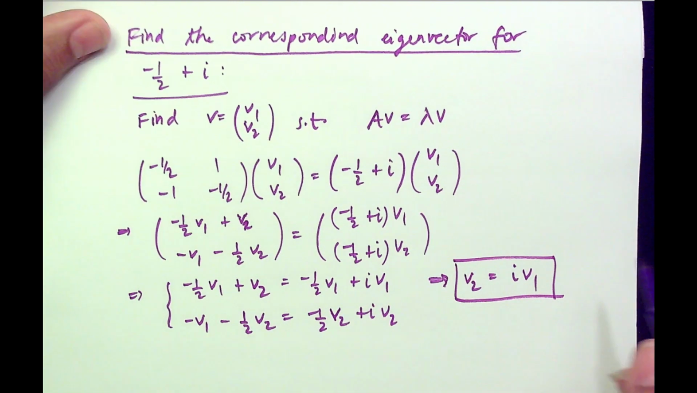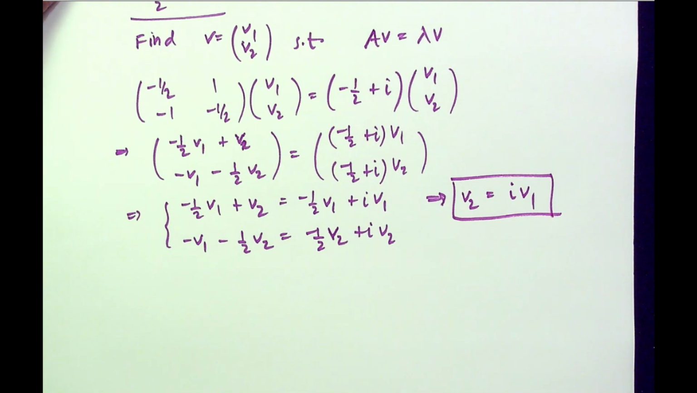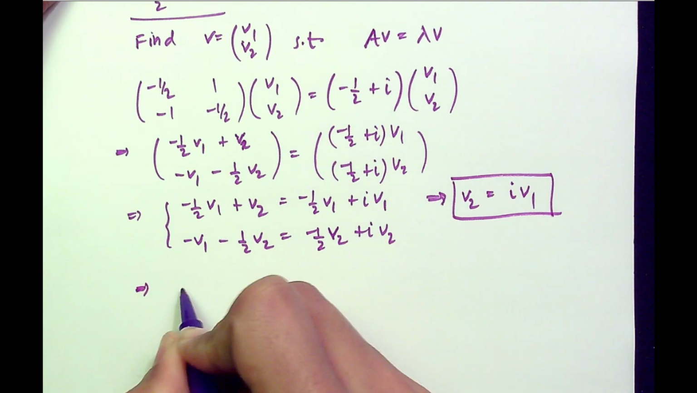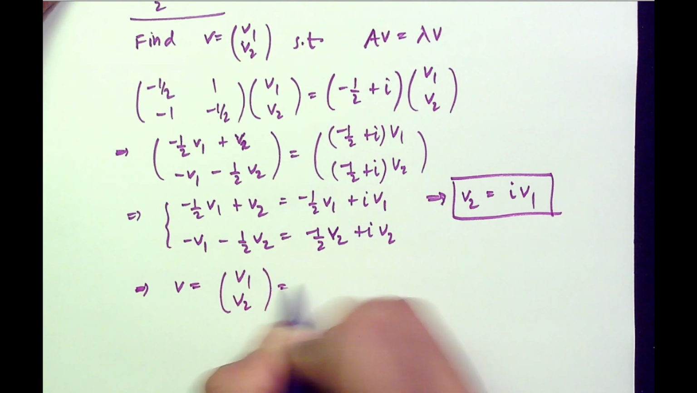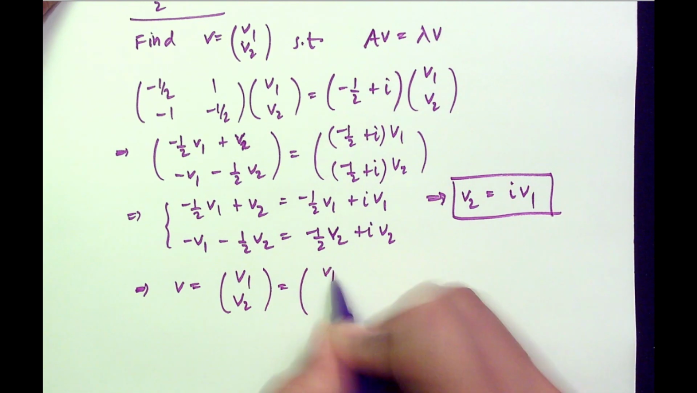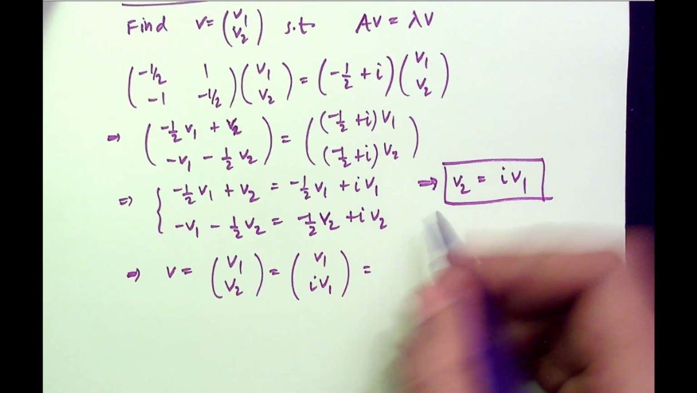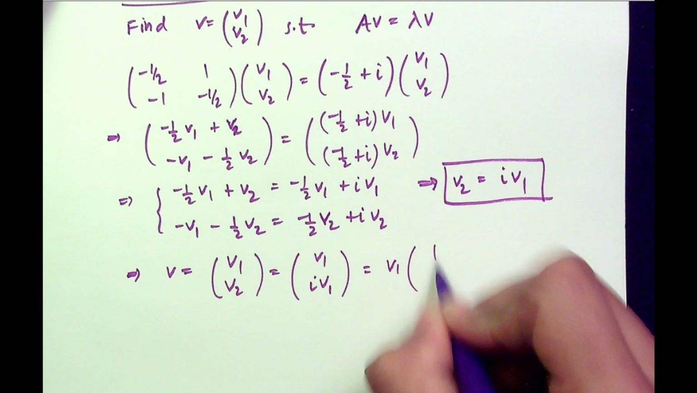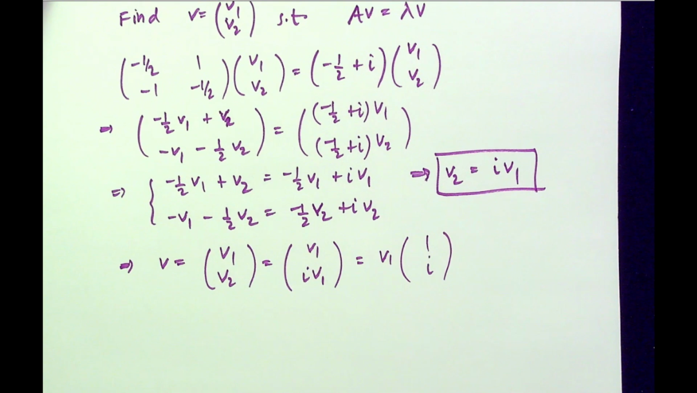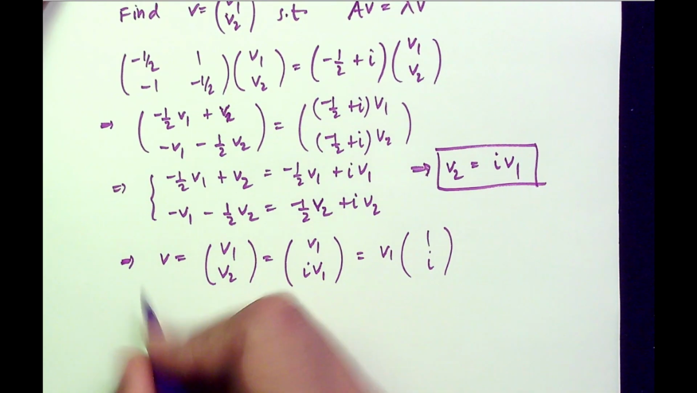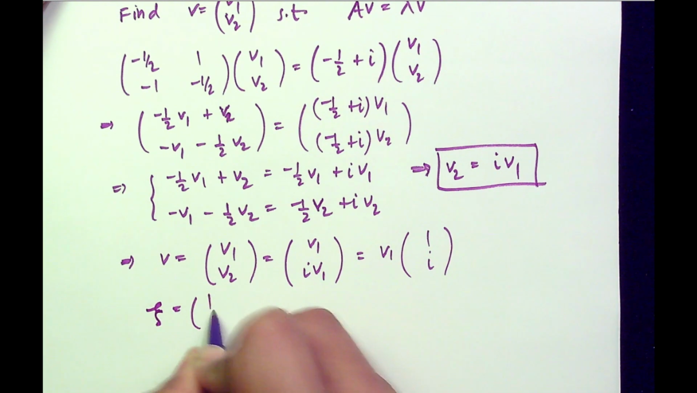And that is the simple relationship between V2 and V1. Now what that means is that V, which is (V1, V2), equals (V1, V2), but V2 equals i V1. Then factoring out the V1, this is V1 times (1, i). And that right there is the eigenvector that we're going to use. Using the notation in the theorem, that would be the psi. The psi would be (1, i).